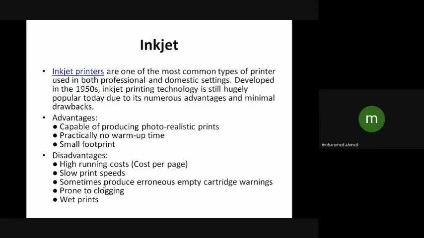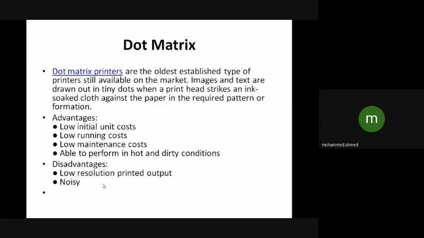Next is the dot matrix printer, the oldest established type of printer still available on the market. It is still used, the dot matrix. Images and text are drawn out in tiny dots. In this, if you look at the header, there used to be many tiny dots on the header. In the college also, a dot matrix printer is still available, but it is not in use now.